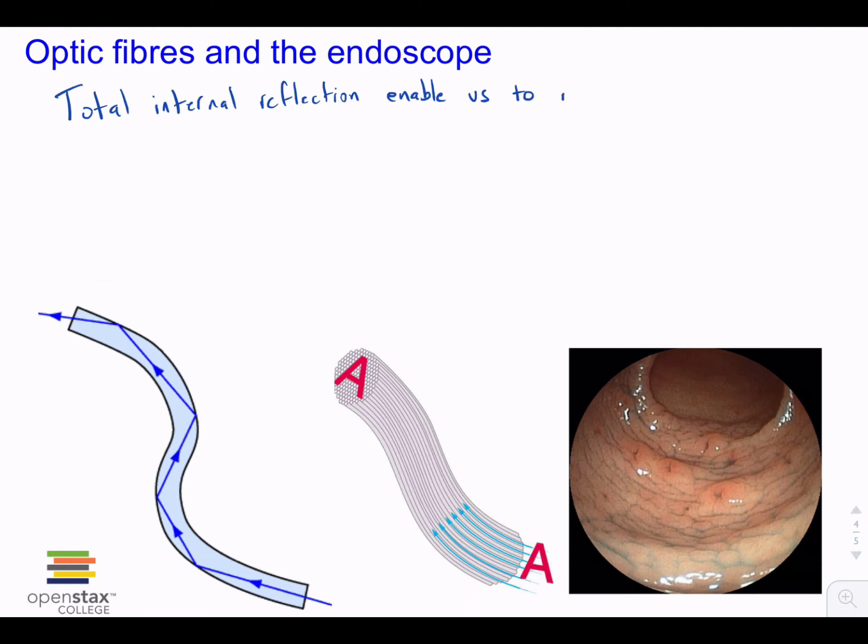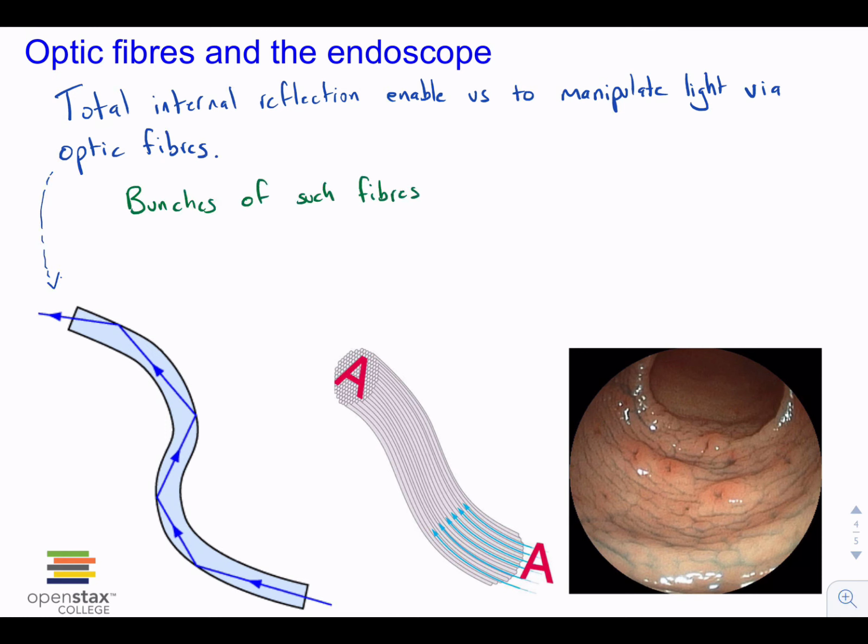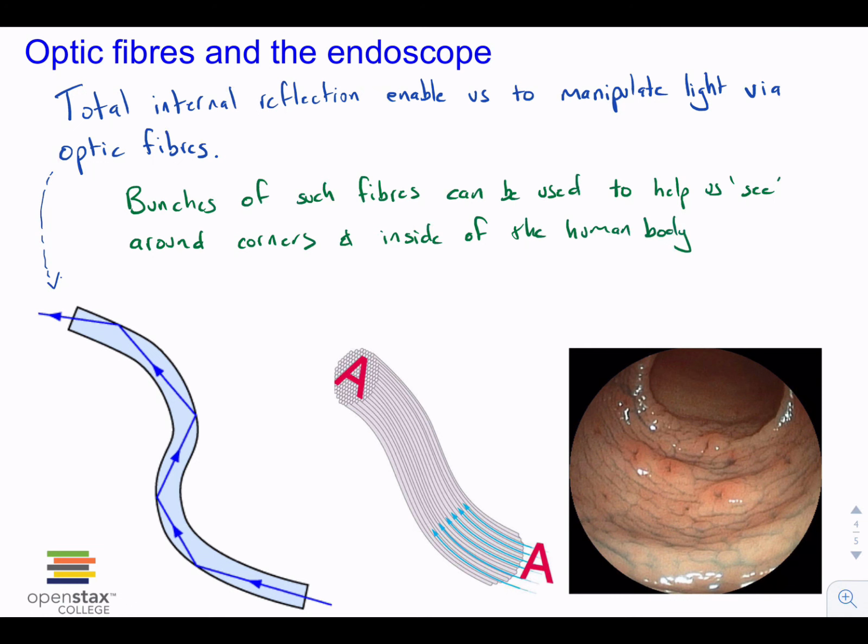So these are fibres where the medium means that the light is no longer able to escape and be transmitted into the outside. So bunches of these fibres can be used to help us see around corners and bend light, and also inside the human body using an imaging device called an endoscope.